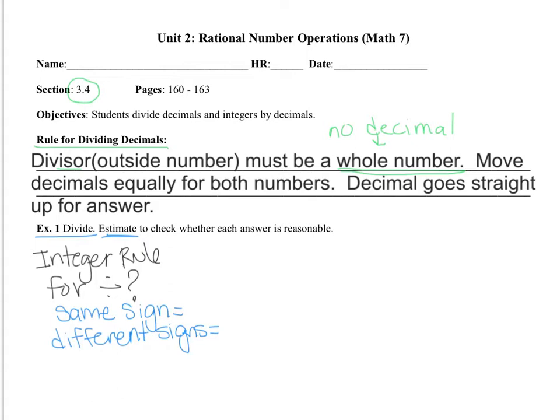So when we divide and have the same sign, the answer is always going to be positive. When they are different signs, the answer is always going to be negative. So we're going to have to use that today, and remember to check that when we are done with our dividing.